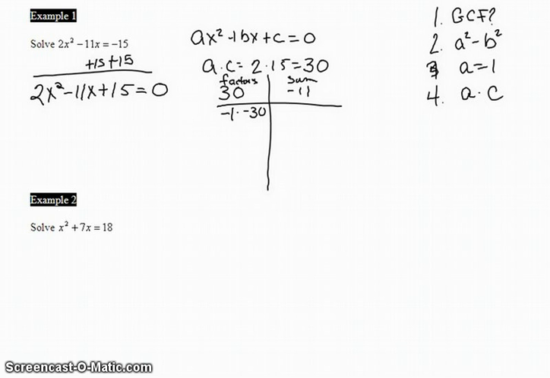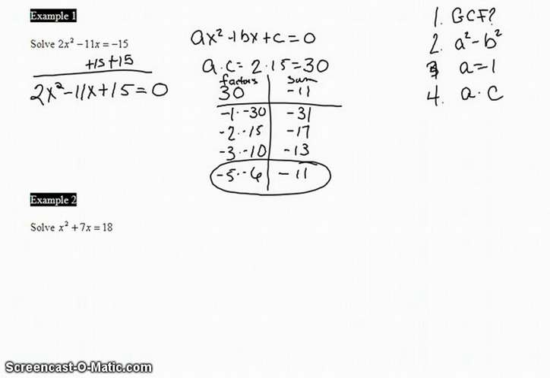Negative 1 times negative 30 gives me positive 30, but they give me negative 31. Negative 2 times negative 15, they give me negative 17 when I add them. Negative 3 times negative 10, negative 13, well, I'm getting closer. 4 is not a factor, so negative 5 times negative 6, when I add them, give me negative 11. That's my set. So that was a quick review on how to find two numbers that have a certain product and a different sum. So now we take the two factors we found and we split that middle term.